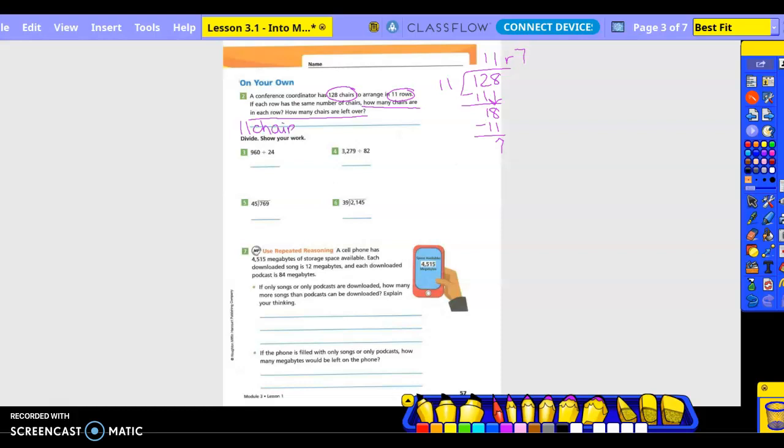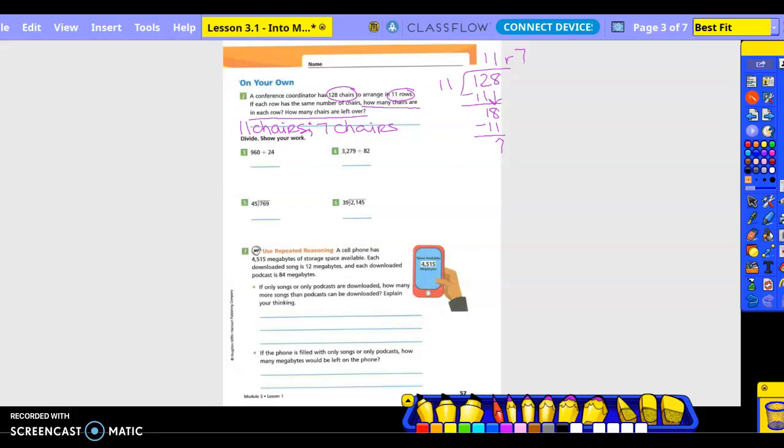11 chairs, and how many are left over that they didn't use? 7 chairs. Okay, now how can we check our answer? We can take the quotient times the divisor and get what? 121, and then add the remainder of 7, which is 128.